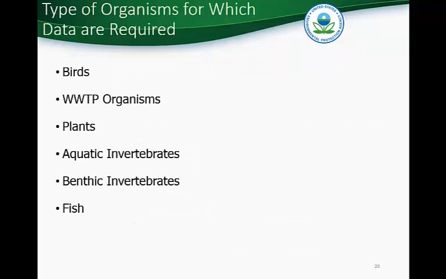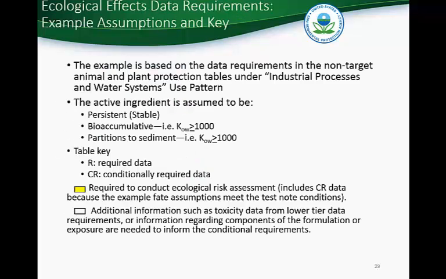There are essentially 6 types of organisms for which data are required. They include birds, wastewater treatment plant organisms, plants, aquatic invertebrates, benthic invertebrates, and fish. As I present the ecological effects data requirements for each of the 6 organism groups, I'm going to give it using an example active ingredient.